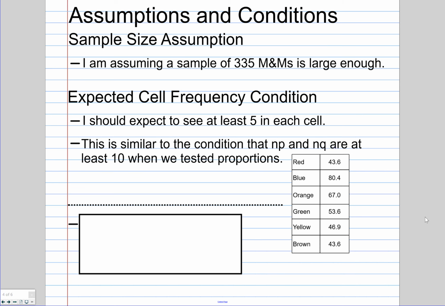All right, so if you're wondering, Mr. Vendrick, where did you get that number? I took 335 and multiplied by all of those percentages. Should I write out the work that I did? Yes. Would that be helpful?